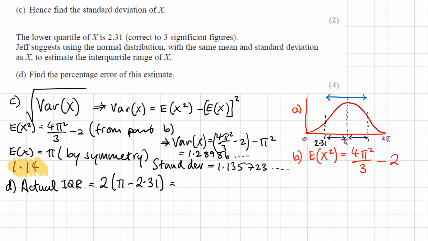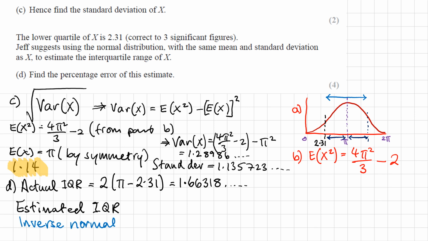And that comes out as 1.66318 and so on. Now I don't want to round this. I'm going to use this because I want to find the percentage error as closely as possible. Now the second bit I'm going to do is to find this estimated interquartile range using the normal distribution.